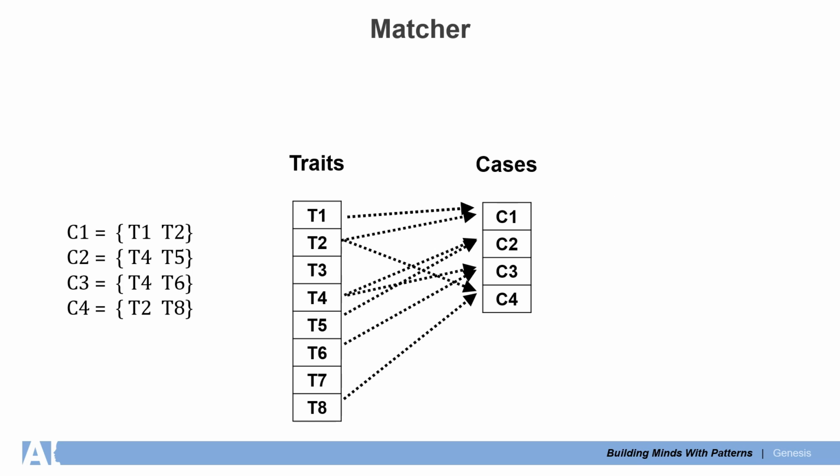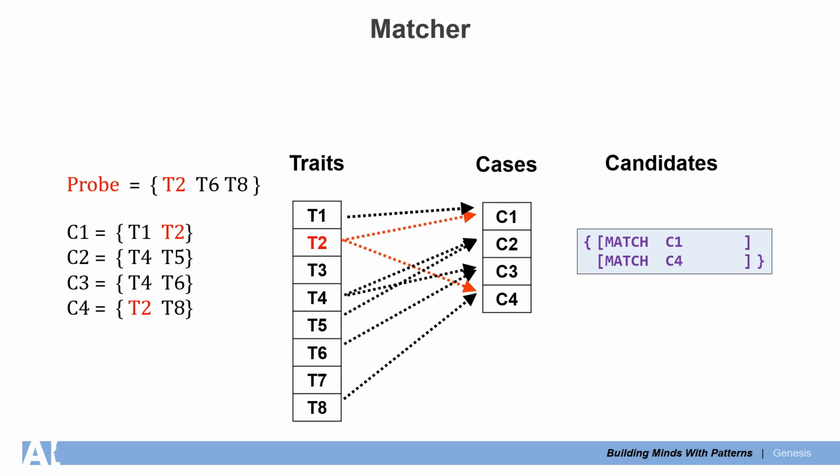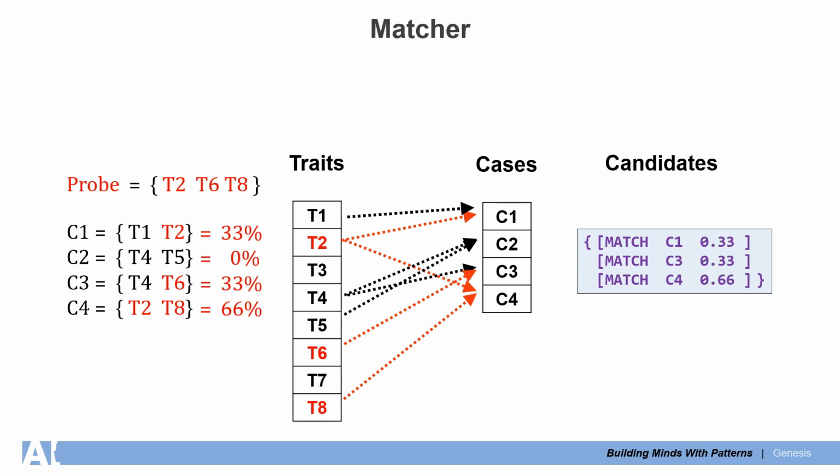When a match is requested, a probe case is created with the specified traits. In this case, our probe has traits T2, T6, and T8. Each trait is compared to its joined cases, and a list of candidates is created. The candidate cases are accumulated as traits are matched. A match score is computed for all the relevant candidates, and the results are returned in the response. Either the content or the cases themselves can be returned in the results as needed.